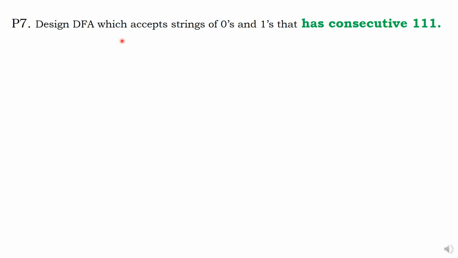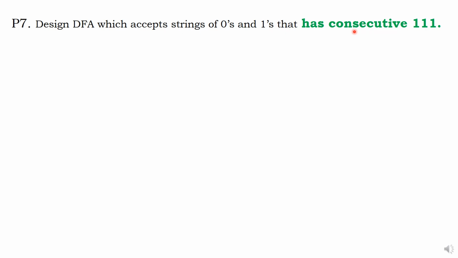Design DFA which accepts strings of zeros and ones that has consecutive 3 ones. You should not have any breaking. 1, 1, 1 compulsory. Can you recall our first problem was 1, 1. That is the red alert problem. Now it is 3 ones. Starting can be 0, ending can be 0, starting can be 0 also, 1 also, ending can be 0 also, 1 also, but I need consecutive 3 ones.